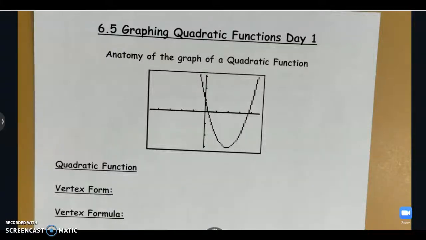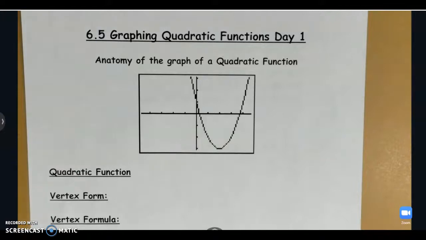And welcome to day one of graphing our quadratic functions. So we have been factoring and solving and doing all sorts of fun stuff with these quadratic functions, and now we're going to see what they look like on a graph. So we are going to be graphing parabolas.